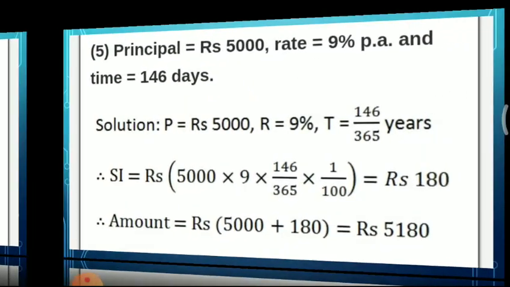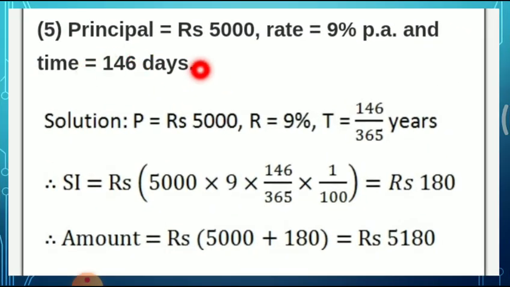Next question is: principal is equal to 5000 rupees, rate is equal to 9% per annum, and time is equal to 146 days. Rate 9%, time 146 by 365. Okay. You convert it into years.